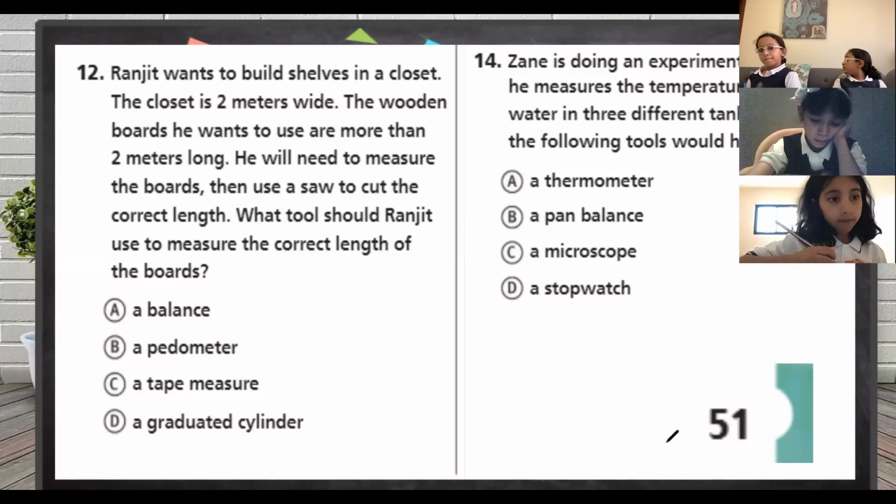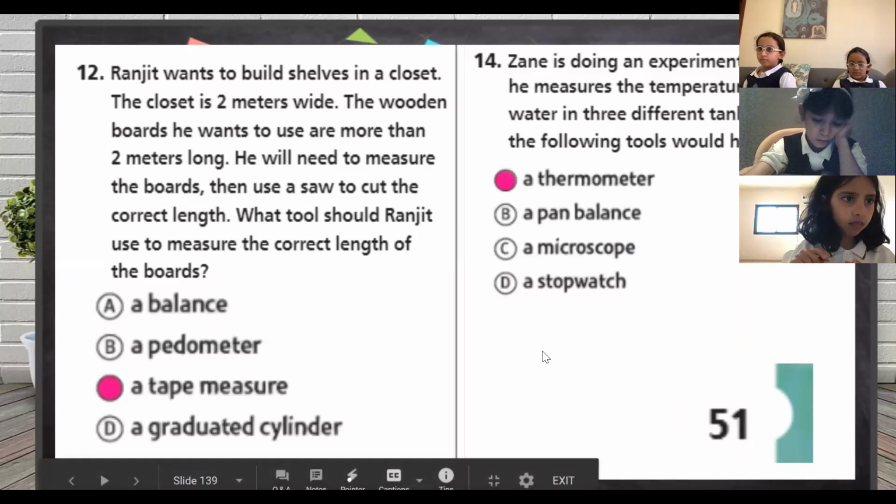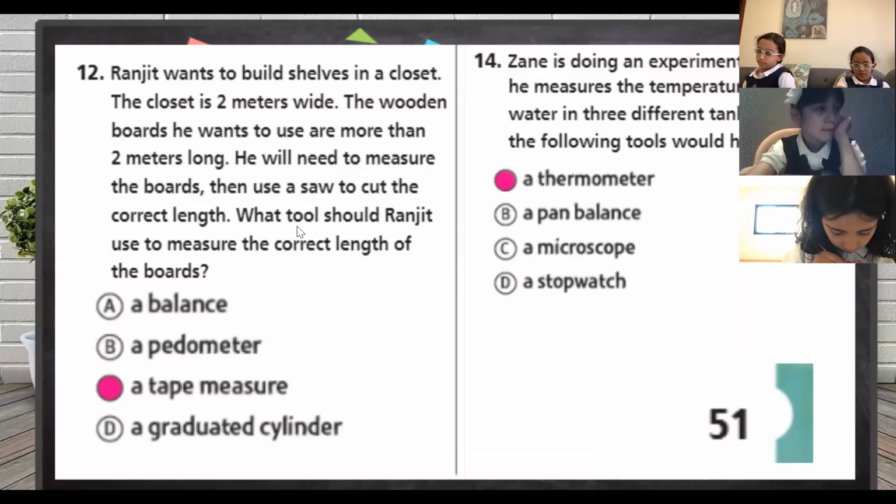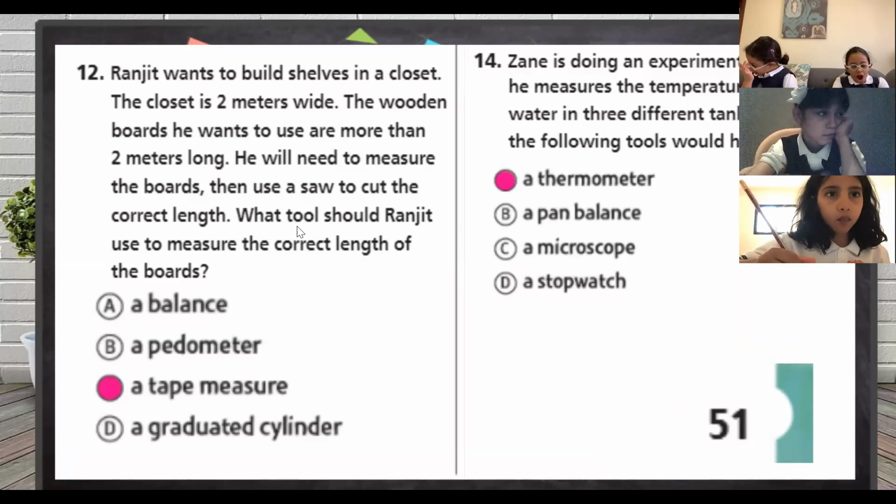Now let's see the answers. So a tape measure. Excellent. This is the correct answer. And a thermometer. Now, are you ready for the next question, guys?